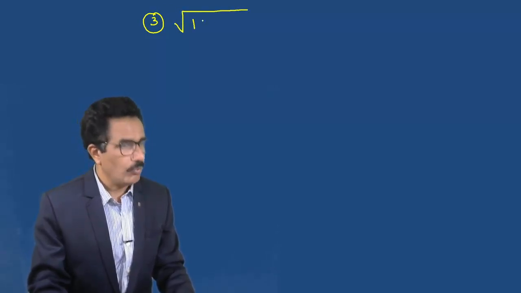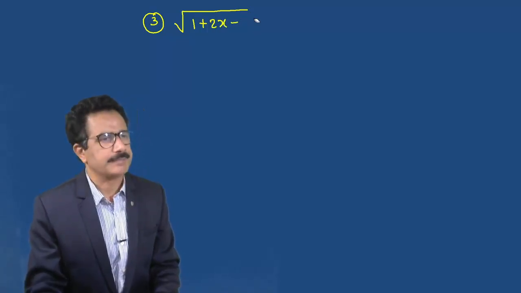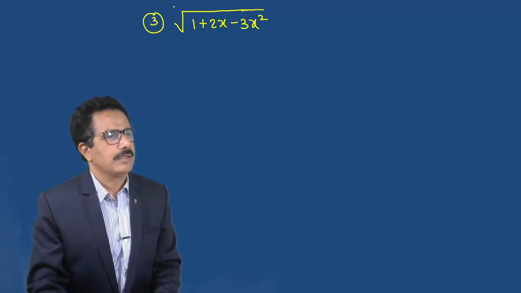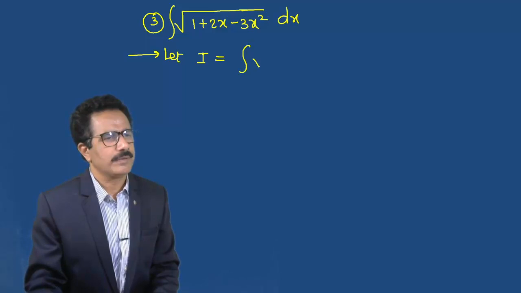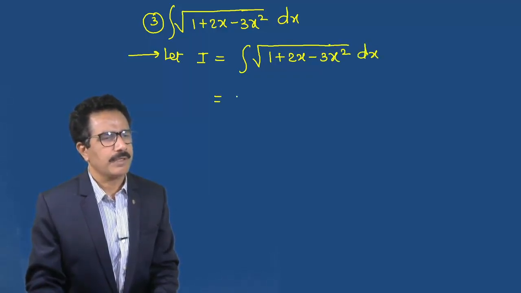So we can write this integration of root of 1 plus 2x minus 3x square into dx. Let I be equal to the integration of root of 1 plus 2x minus 3x square into dx.